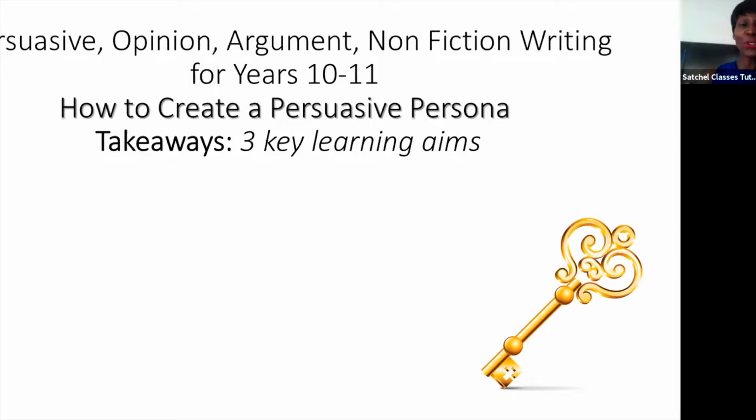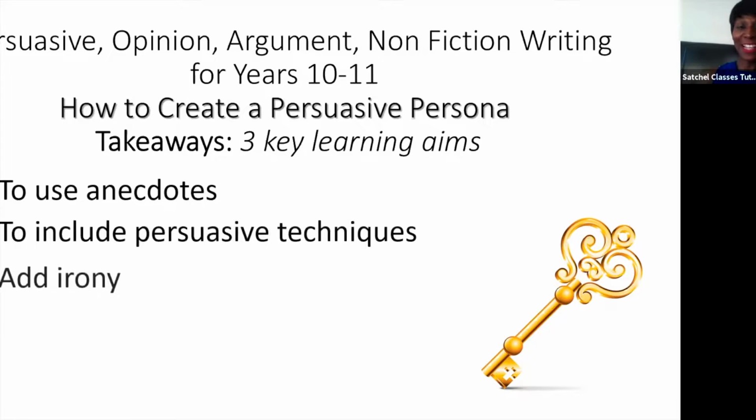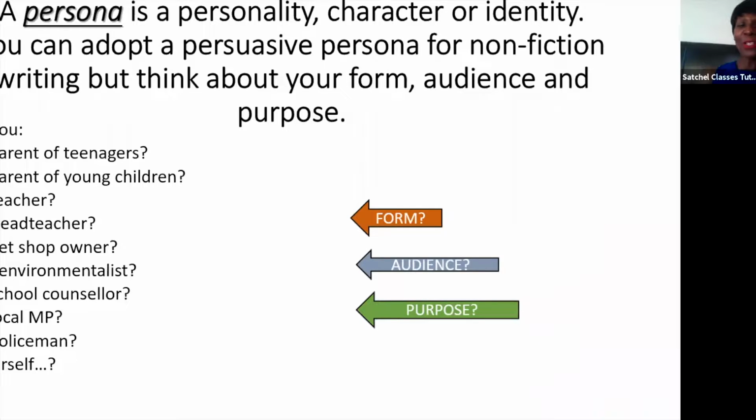Now we're looking at how to create a persuasive persona, and we're looking at three aspects: using anecdotes, using persuasive techniques, and adding irony. First of all, I want to explain what a persona is. Even though it's non-fiction writing, you can be creative, you can be imaginative, because a persona is a personality, a character, or an identity. So you can adopt a persuasive persona for your non-fiction writing, but you must think carefully about your form, audience, and purpose.